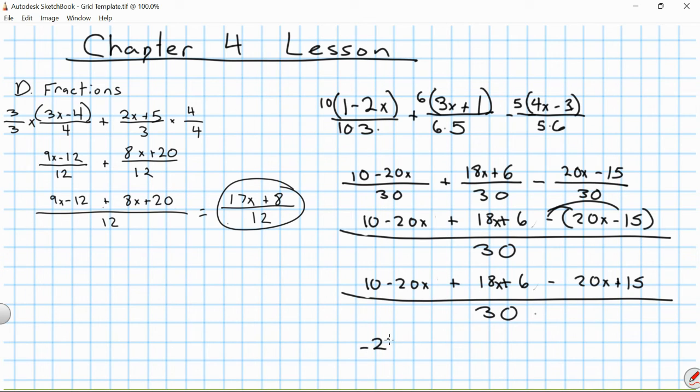Negative 20. 2x, very good. And then I have 10 plus 6 plus 15, 31 plus 31. This is all over 30. And you can check, you can see the work.